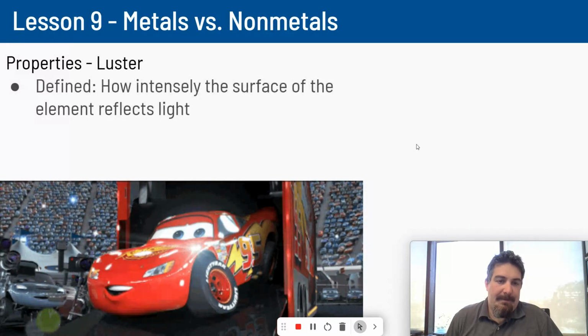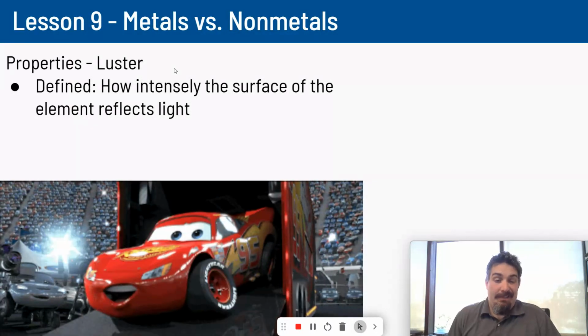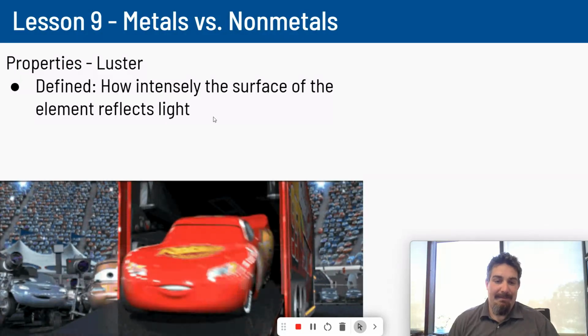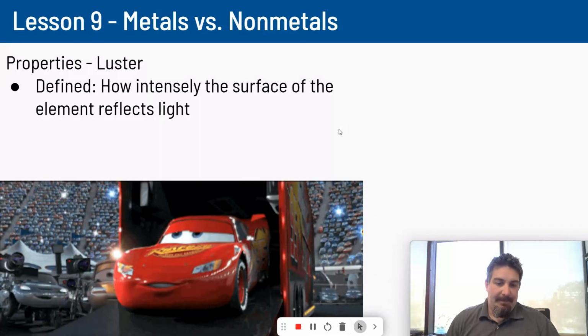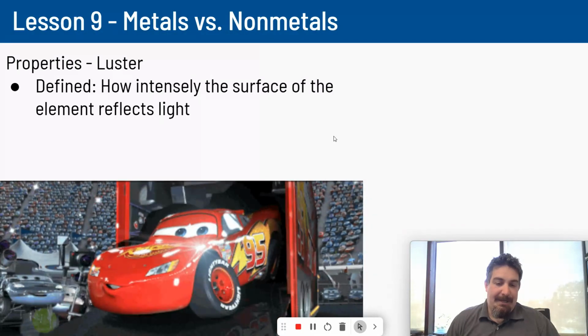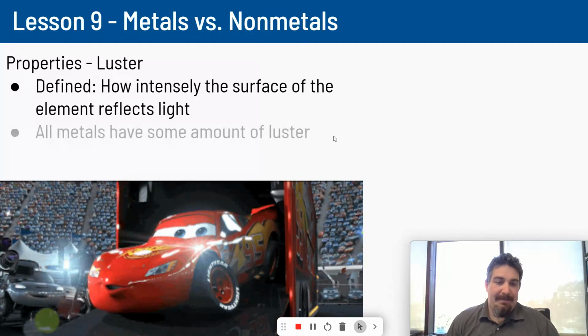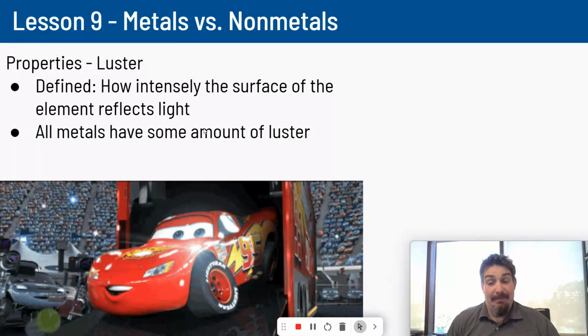Now, the first property we're talking about is luster, which is how intensely the surface of the element reflects light back. You can see here Lightning McQueen, ka-chow, where he reflects light back on some of the fans. All metals will have some luster.